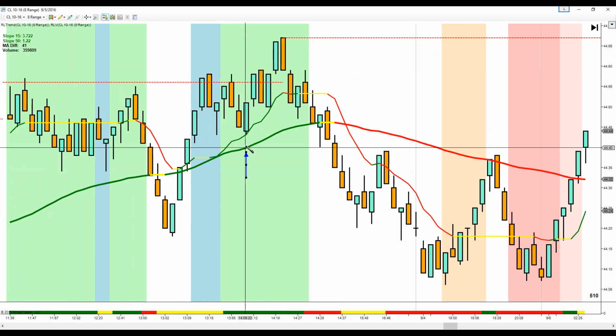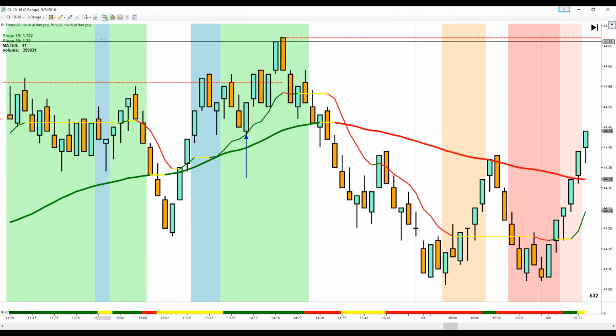There's a transition zone right here. Early retracement in the trend.